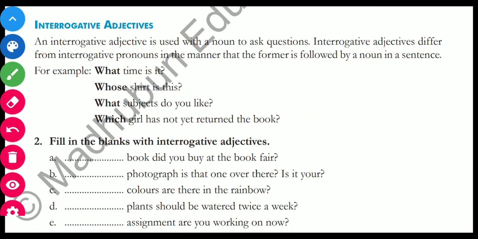An interrogative adjective is used with a noun to ask questions. Interrogative adjectives differ from interrogative pronouns in the manner that the former is followed by a noun in a sentence. So see the examples. What time is it? Whose shirt is this? What subjects do you like? Which girl has not returned the book? So these are all interrogative adjectives.